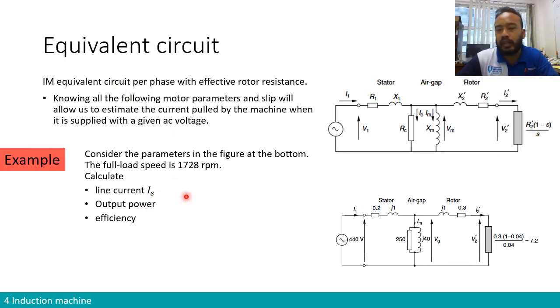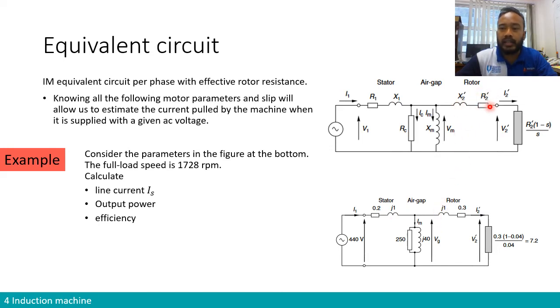In order to see what kind of analysis that we can do, let's try an example. So we are considering now that this equivalent circuit has certain parametric values like this. So for example, R1 equals 0.2, X1 is j1, X prime 2 is j1 as well.